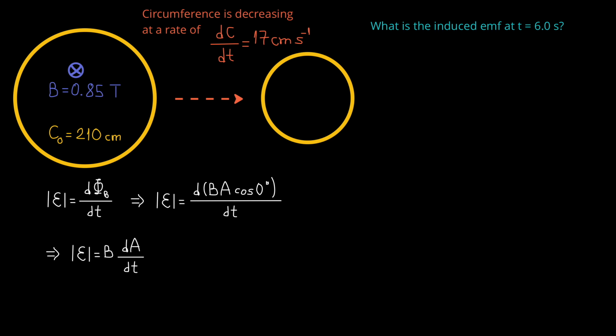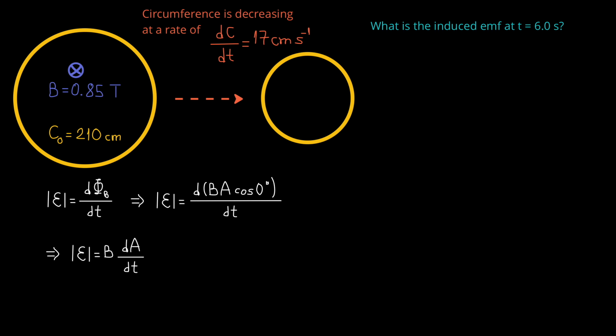Why do we have cosine 0? Because the angle between the magnetic field vector and the area vector, which is perpendicular to the area by definition, is equal to 0, and cosine 0 is 1. So B is constant. We can pull it out of the derivative, but A is changing, right? Because the circumference is changing, so the area of the circular loop is changing. So the EMF's magnitude is equal to B times dA/dt.